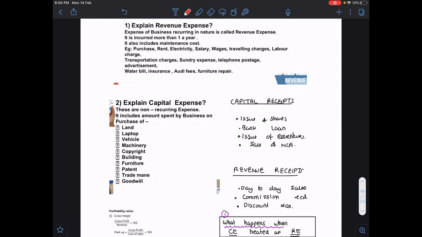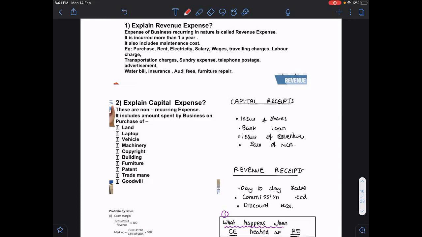Issue of shares, bank loan, issue of debentures, sale of non-current assets, but only up to the value of the capital asset. If an asset of 10,000 is sold for 10,000, it is a 10,000 capital receipt. But if it is sold for 12,000, then 10,000 is a capital receipt and 2,000 becomes revenue receipt, profit on sale of asset. Okay. Day-to-day sales, commission receipt, discount receipt.